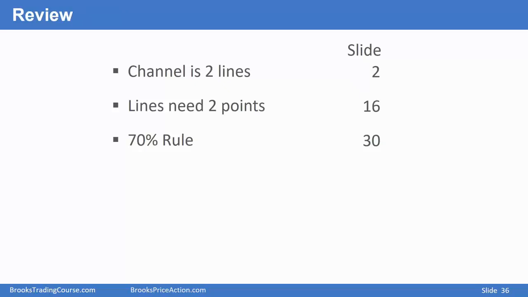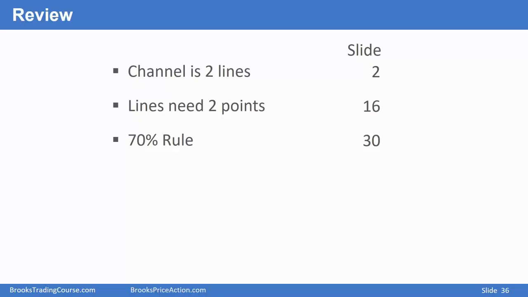In this video, I talked about channels having 2 lines, and I said that to draw 1 line, you need 2 points. And then I moved on and talked about the 70% rule, that if you get a breakout above or below a channel, 70% of the time, the breakout will reverse and go to the opposite side of the channel within about 5 bars.